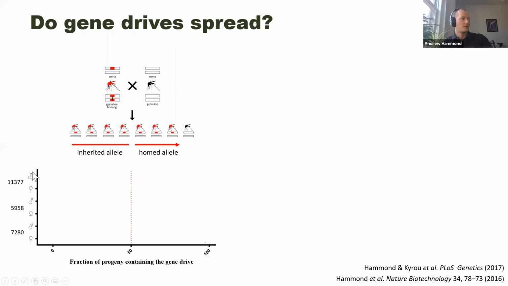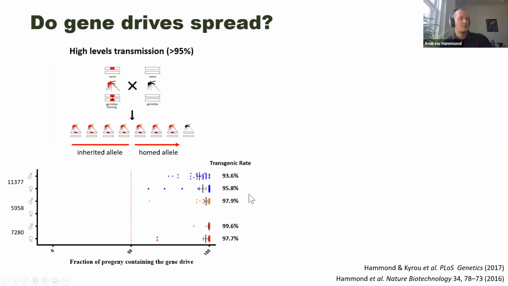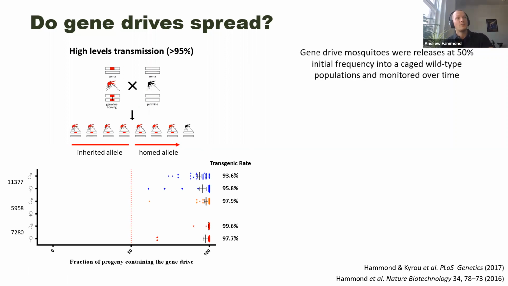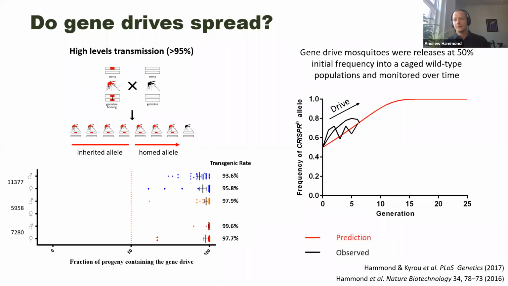So we did that, looking at crosses of males and females for each of these three different gene drives. And in each case, we get very, very high rates of transmission, ranging from around 93% to 100% of the progeny containing the gene drive. So that's very, very effective. Then we decided to do a cage release experiment, where we take our gene drive mosquitoes, throw them into a cage, and track them over time. The expectation being that they're going to spread.